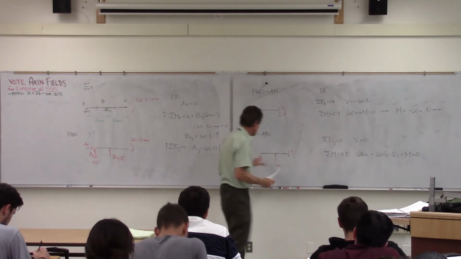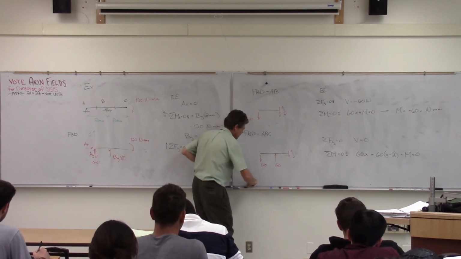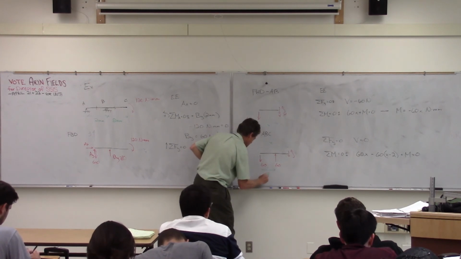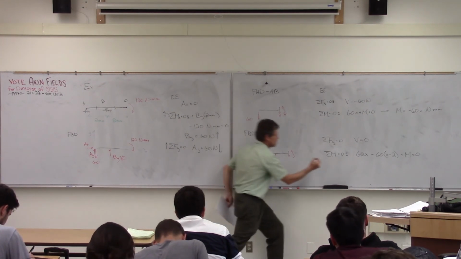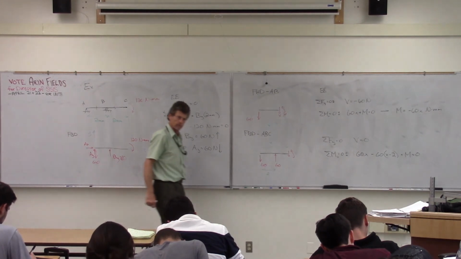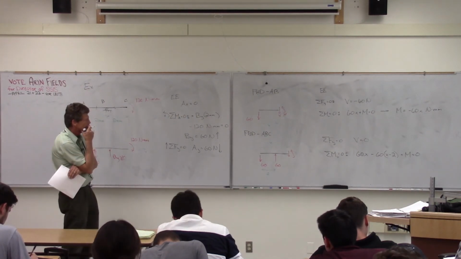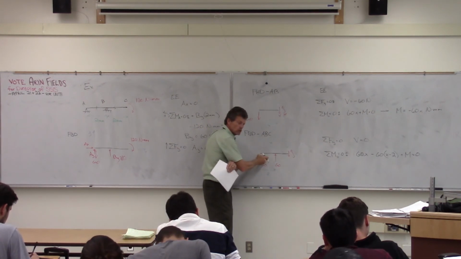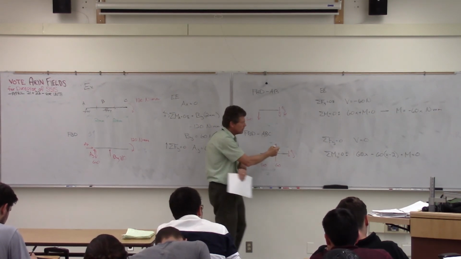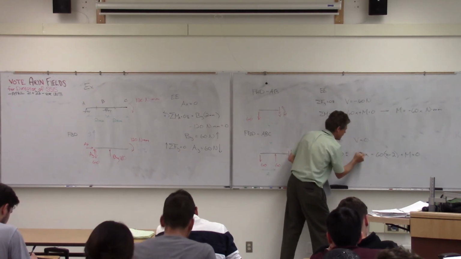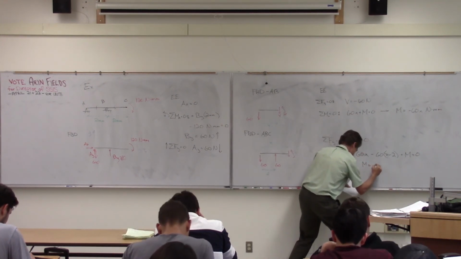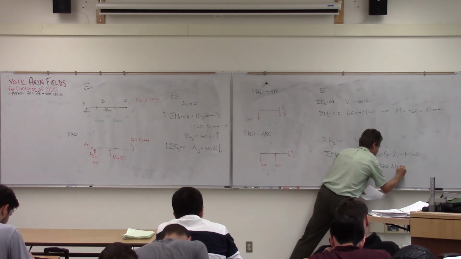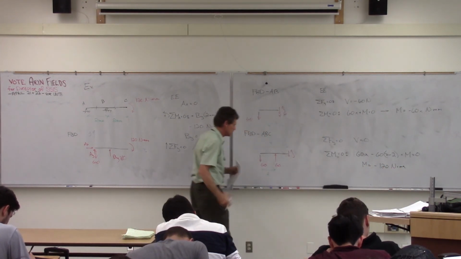I draw my moment diagram. I've got 60 at x, which I haven't put on there. I am forgetting my x's again. So that's 60x and then 60x minus 2. Now notice the 60x pieces fall out, and what I end up with is a constant moment.